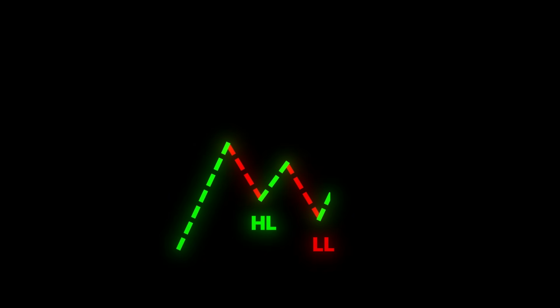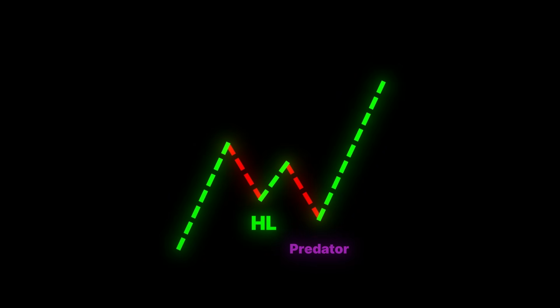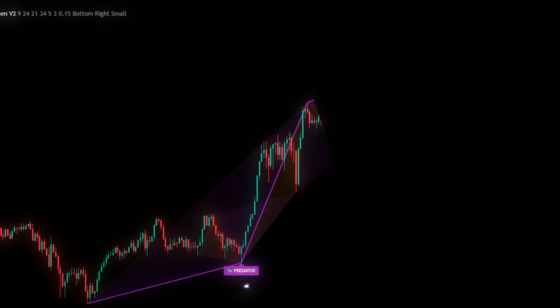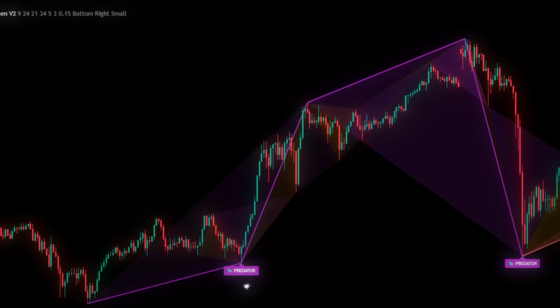That's hidden divergence. And hidden divergence in the direction of the trend is one of the most reliable signals in all of technical analysis. When purple appears in an uptrend, it means the pullback is likely done, and the trend is about to resume with force. Don't fade it, trade with it.